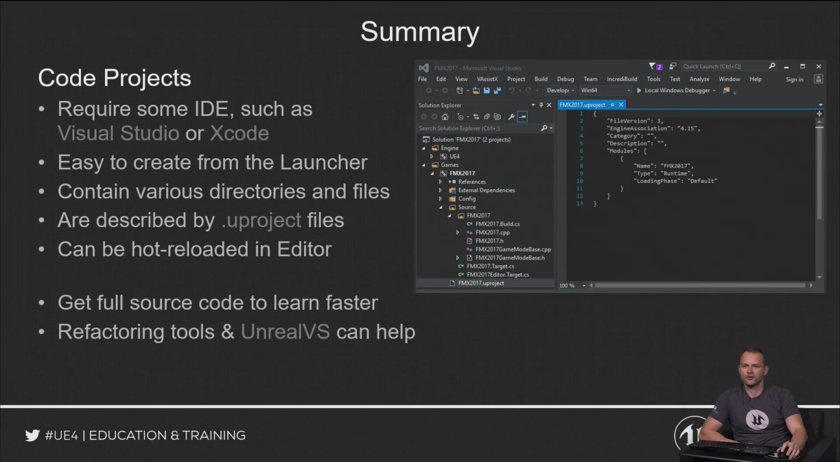Each project contains a number of directories and files by default, and those files are always created for you, and then over time you will add more files to it. And projects are described by uProject descriptor files, and the modules in your project are hot reloadable, so you can keep your coding environment and the Unreal editor open at the same time. And like I said, I recommend that you get the entire engine source code. It will really help you learn UE4 much faster, and refactoring tools are great for assisting you in that work.